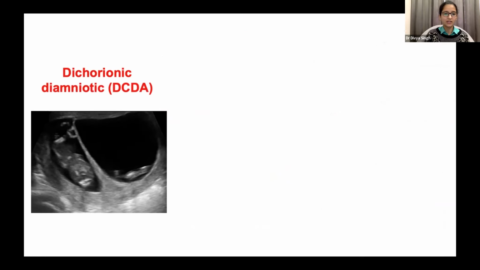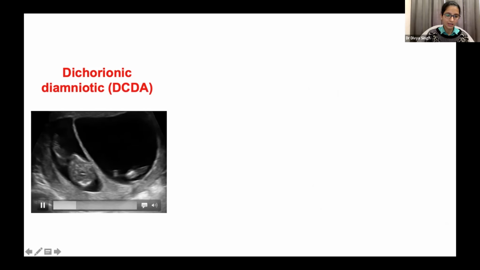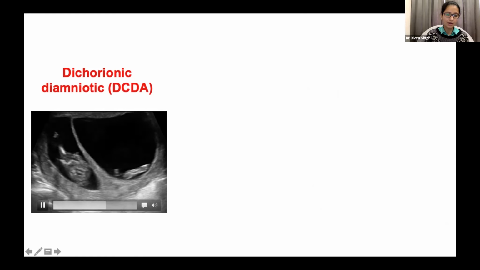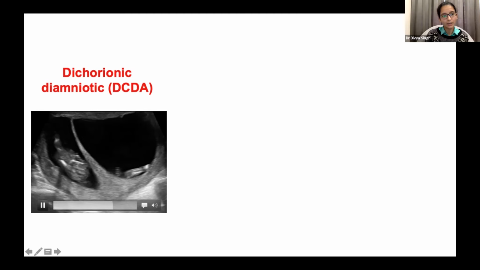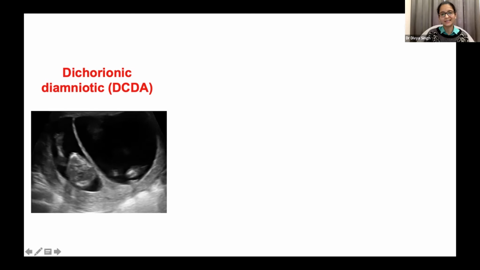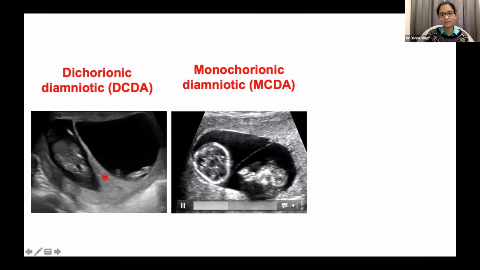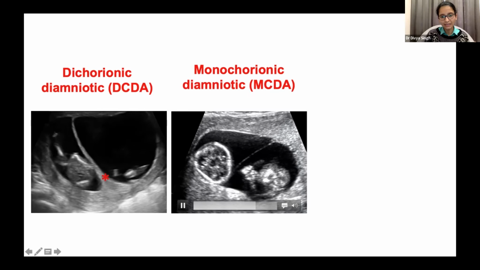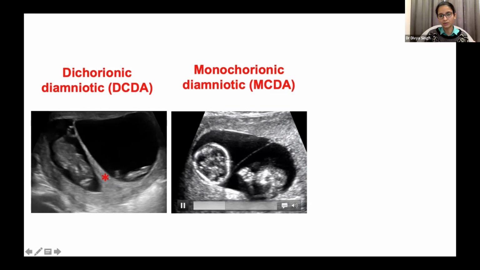This is just an image again at 11 to 14 weeks to show you how to identify a dichorionic diamniotic twin pregnancy. You can appreciate this lambda or the twin peak sign, which occurs because of the growth of the chorionic tissue into the intertwin membrane. You can appreciate how the intertwin membrane in dichorionic diamniotic twins is thick. In contrast, in this monochorionic diamniotic pregnancy, you can see the intertwin membrane, but it is much thinner as compared to the dichorionic diamniotic twins.